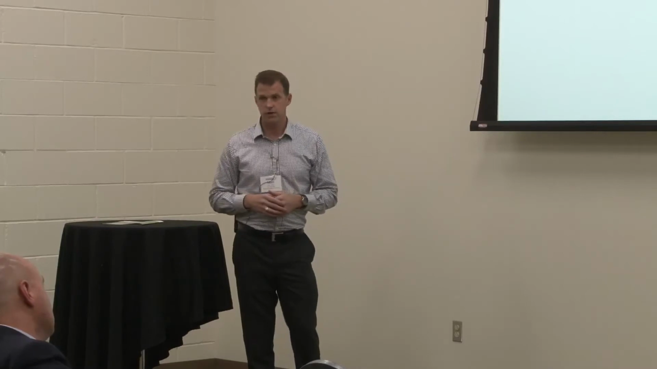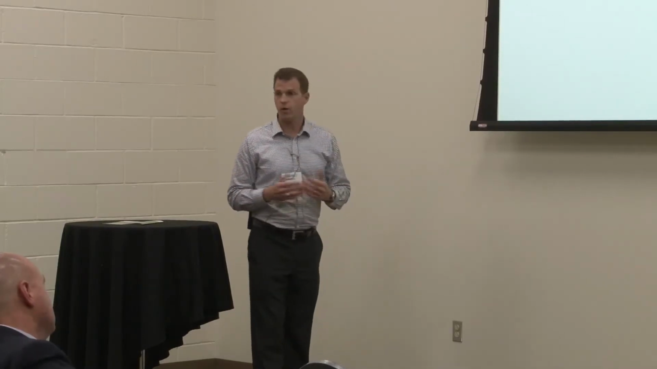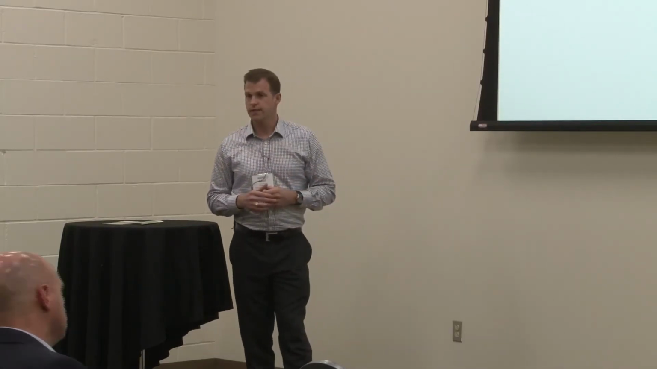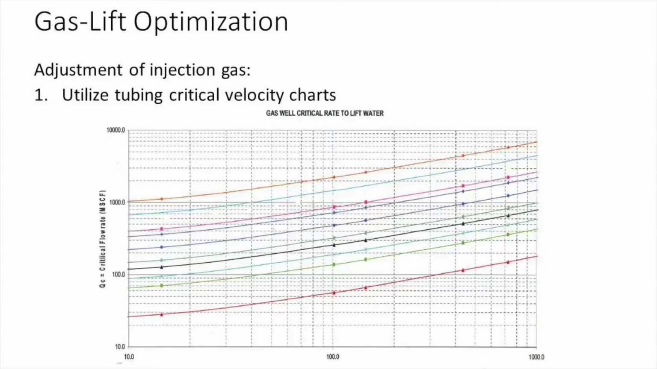2 of the better ways to adjust injection gas is either through utilizing tubing velocity curves, or through a nodal analysis program to help determine target injection volumes. So here's a basic gas velocity tubing curve illustrating different gas volumes required for surface pressures and tubing sizes. So something like this can be used as a reference based off of the tubing size and the wellhead pressure to select optimum injection rate.